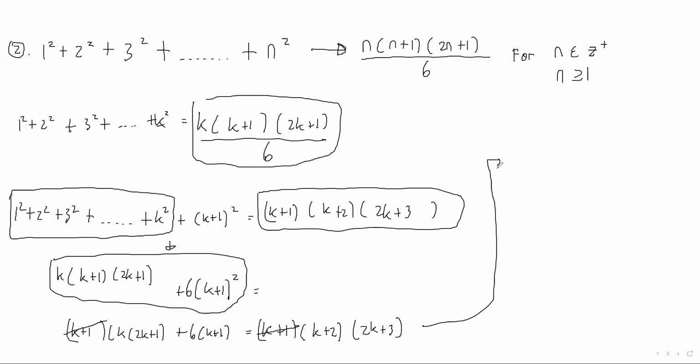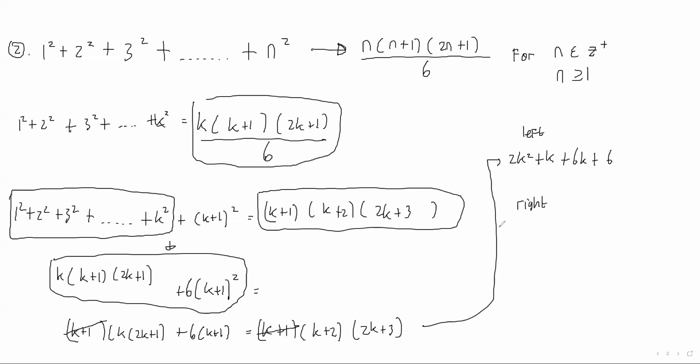I'm going to do it here. So what do we have? So k times 2k is 2k squared plus k, right? 2k squared plus k. And this one will become plus 6k and then plus 6. That's for the left side. Now let's try to do the right side, just this one.